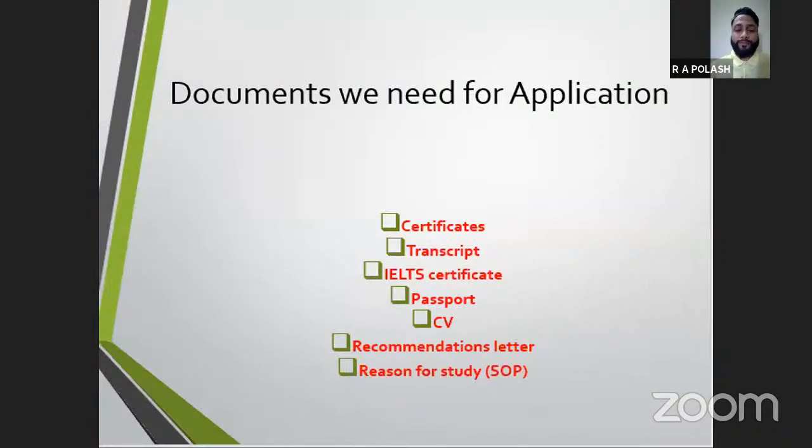Now the most important topic for the whole application process: what kind of documents you need to apply in Canada. You need a certificate, transcript, and the most important things, the IELTS certificate and a valid passport, and CV, recommendation letter and statement of purpose, a kind of SOP. For an undergraduate course, you need one recommendation, and for the master's course you need two recommendations. You must have a valid passport and certificate, and you must take the IELTS and have the IELTS certificate.